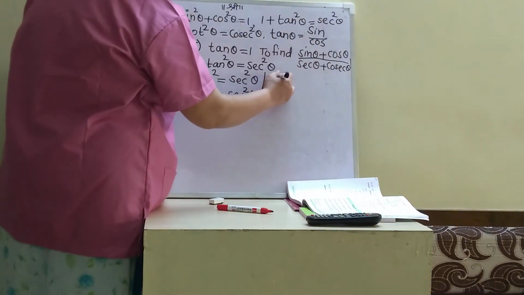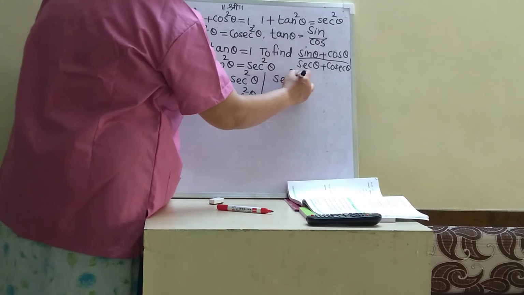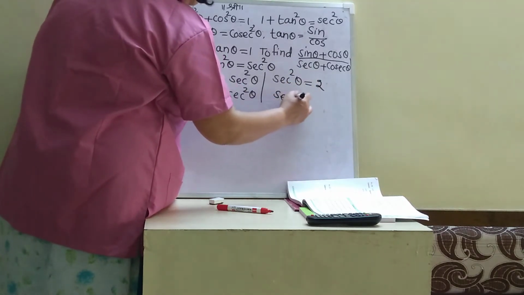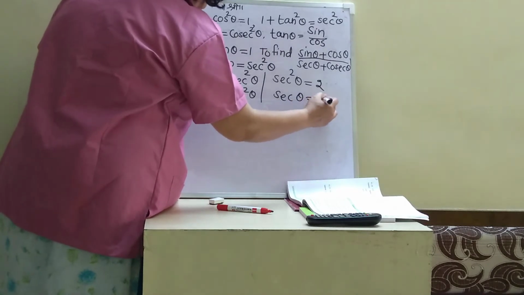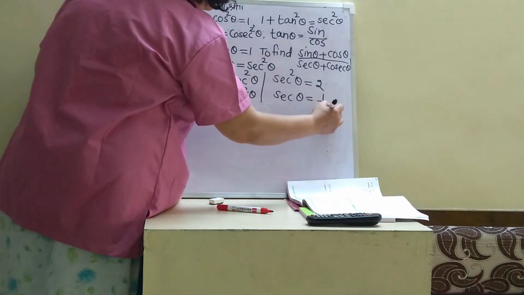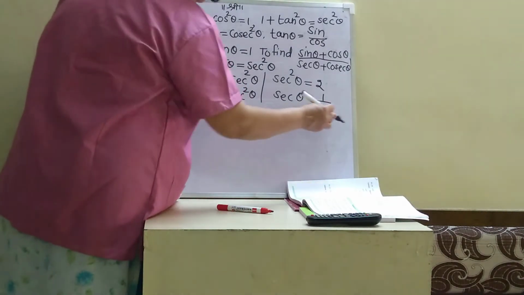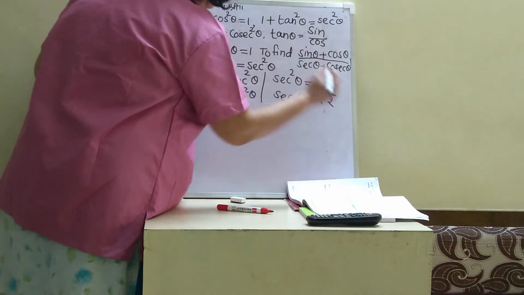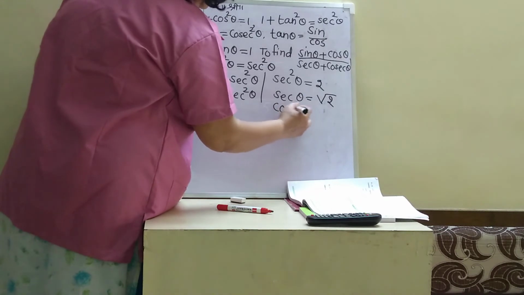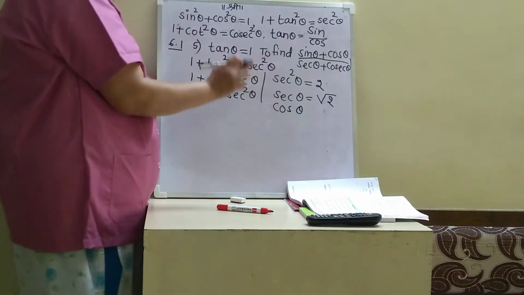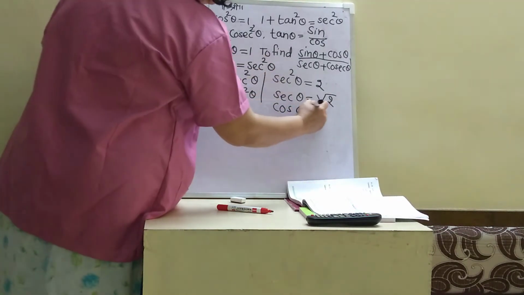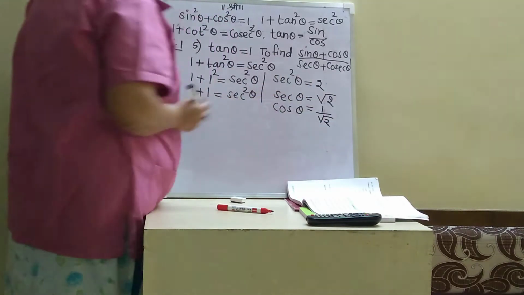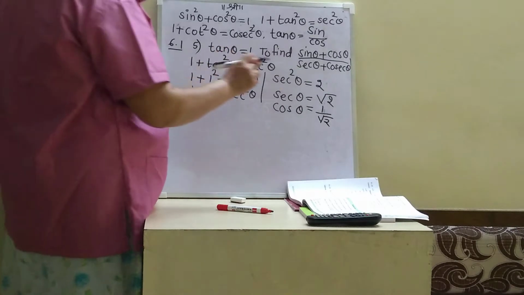Then लिखती हूँ आगे का. So I got sec square theta is equal to 2. And sec theta will be equal to root 2. What is cos theta? Cos theta means reciprocal of sec theta. इसको उल्टा करो तो it is going to come 1 upon root 2. Is that clear? इसमें क्या क्या मिला आपको?